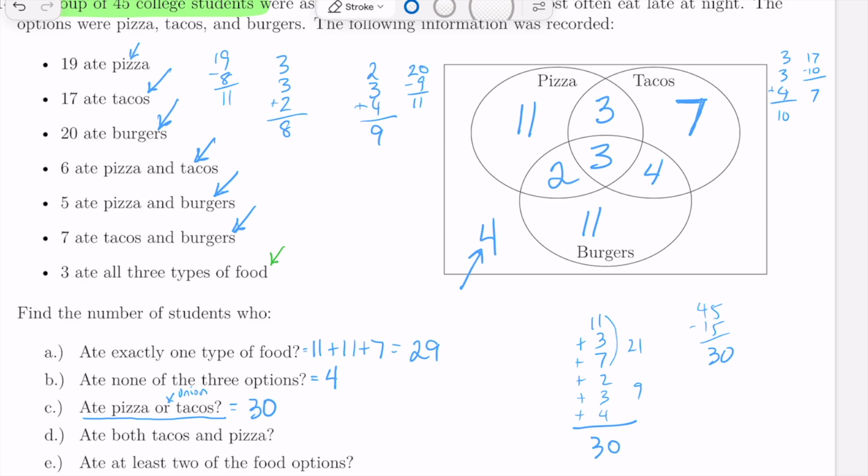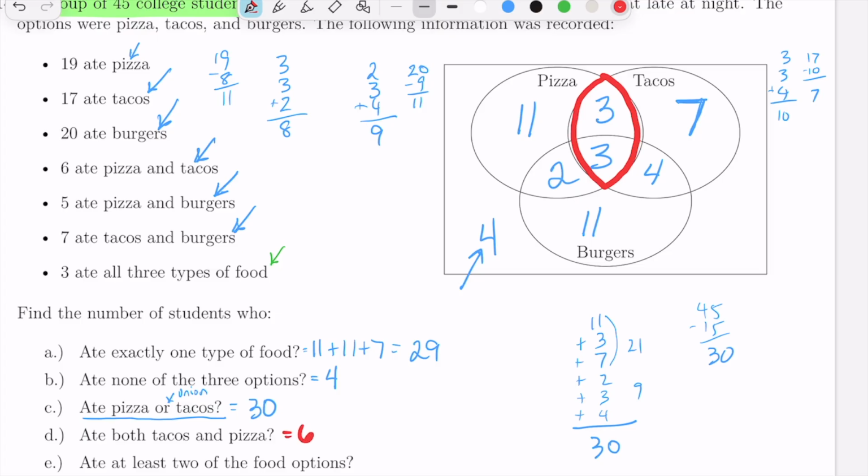All right, how many people ate both tacos and pizza? So that's an intersection, or the overlap. And so if we want tacos and pizza, that would be all of them. So both tacos and pizza would be 6.